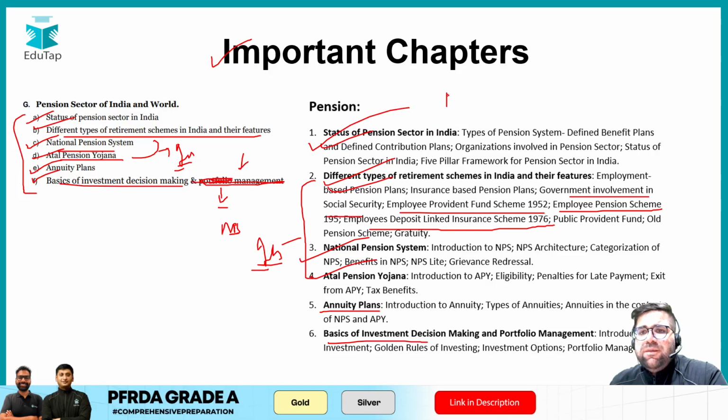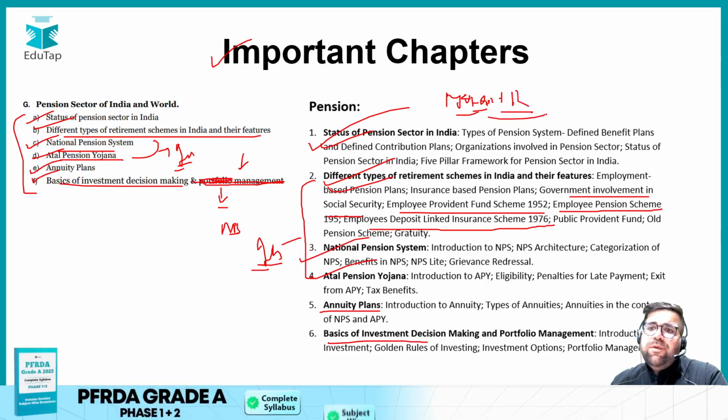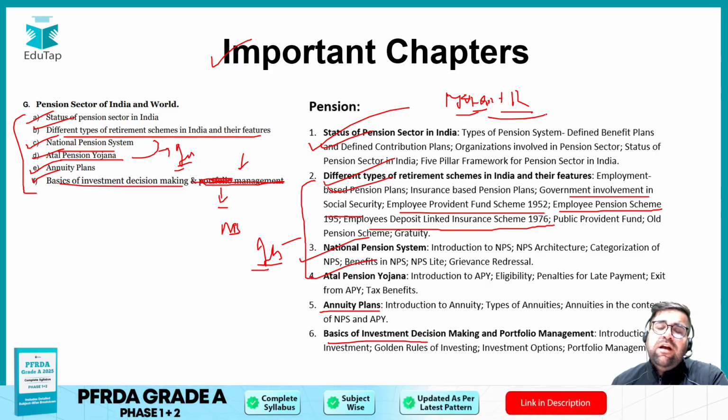But again, solve multiple previous year questions, try to give at least 50 questions per chapter, a quiz, and then you have to revise. This is the formula of success in your pension component of the PFRDA grade A exam.